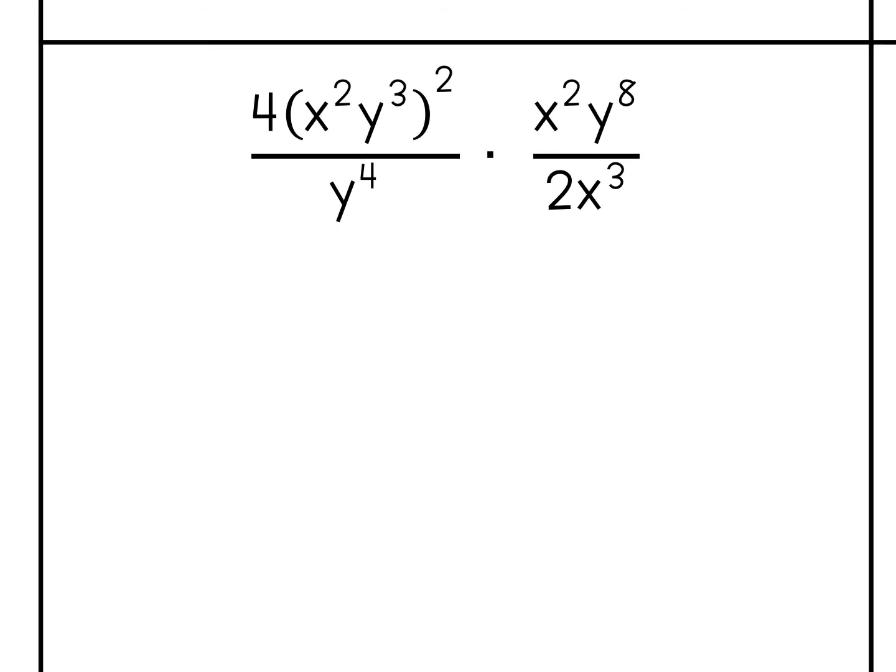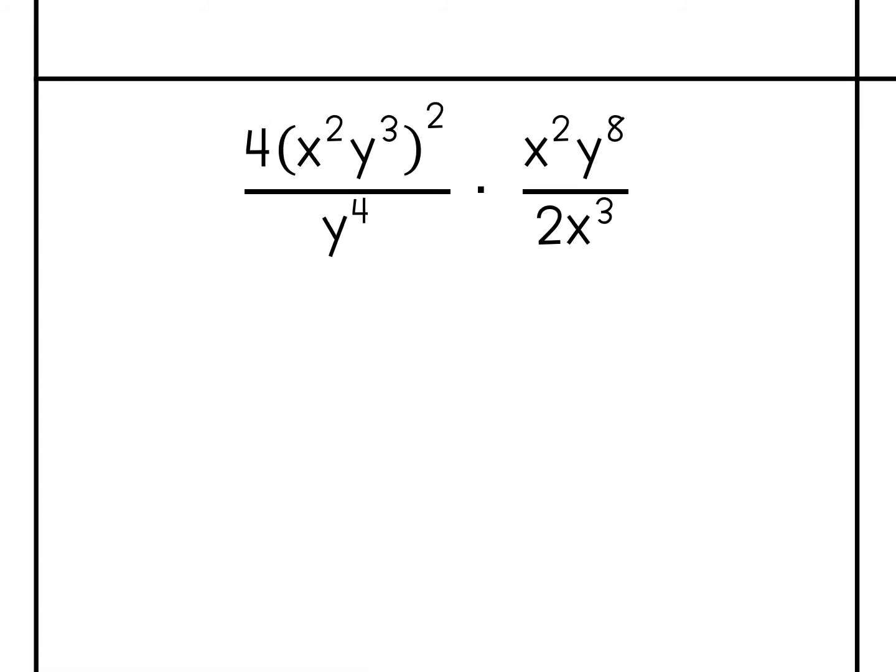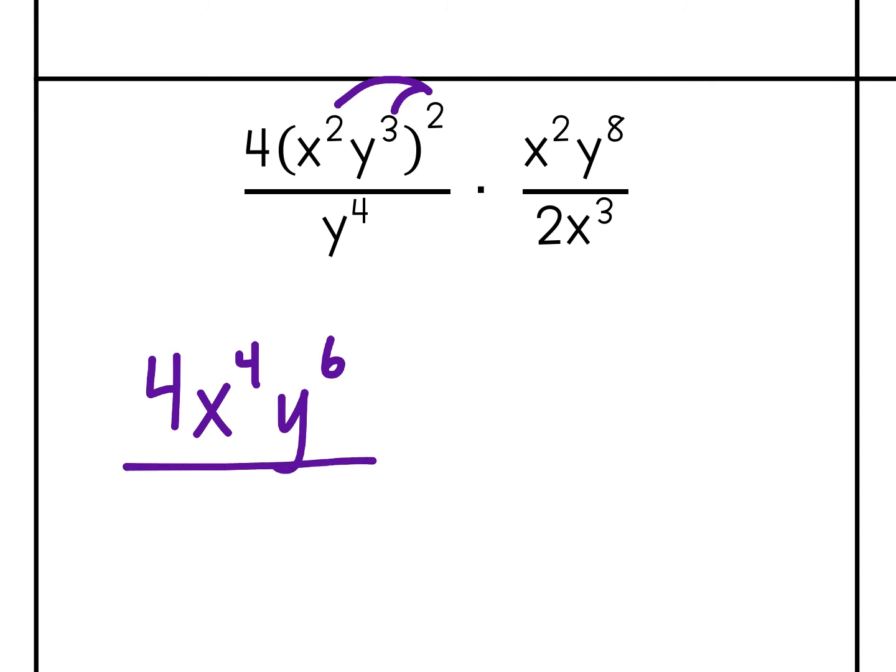So when we have something like this, what I would suggest is doing everything on the top first. So starting here on the left, I have this exponent that needs to go to both things that are inside the parentheses. So when I write it, I still have the 4, but now I have x to the 4th power, y to the 6th power, because when you put it in like that, you multiply. So over y to the 4th. Everything else I'm going to just rewrite so I don't get confused.